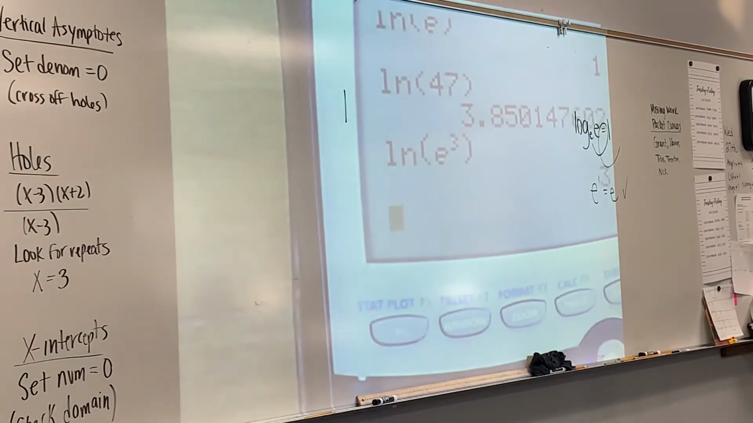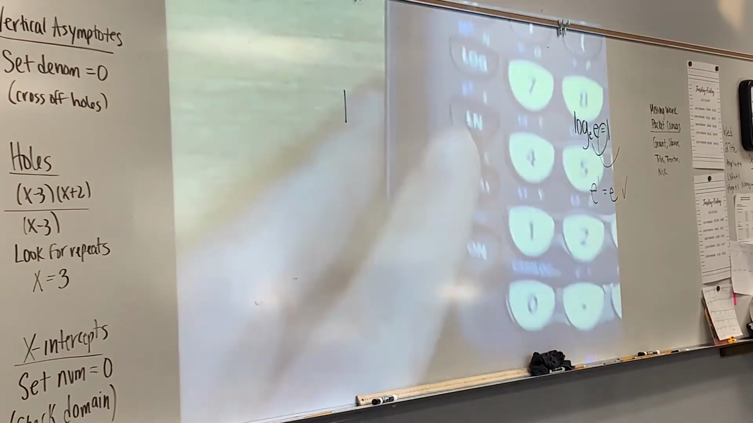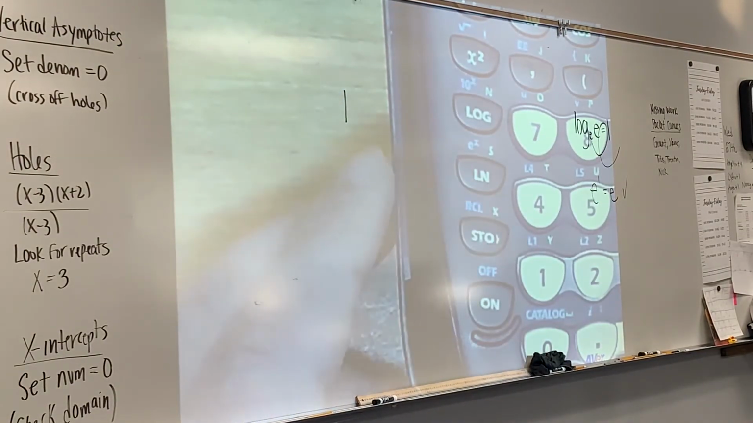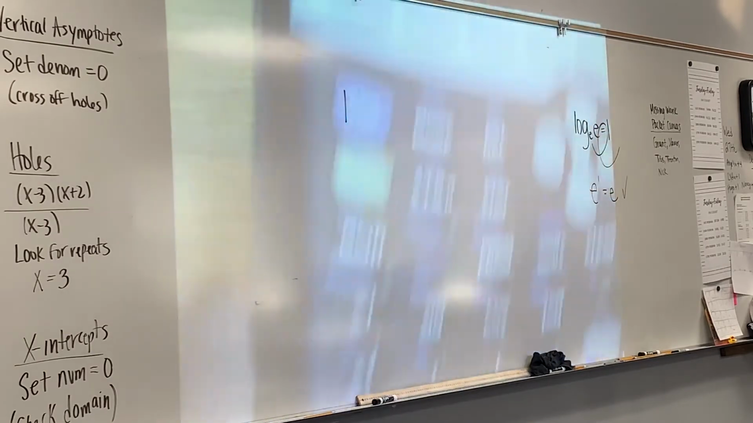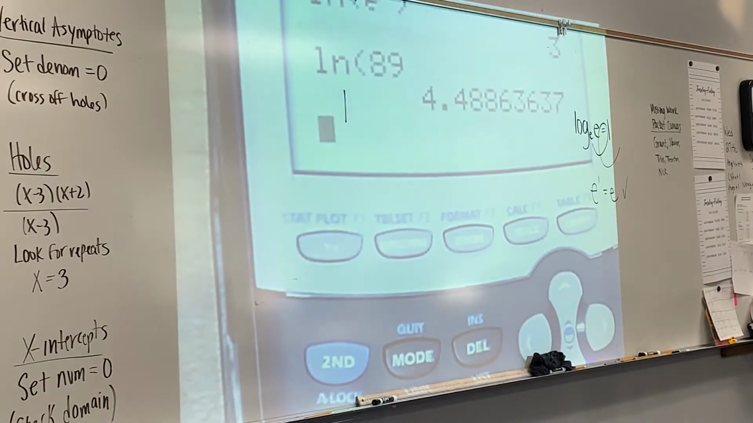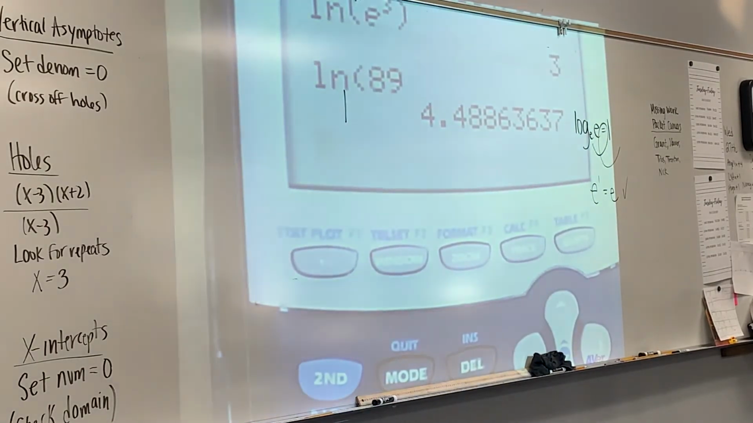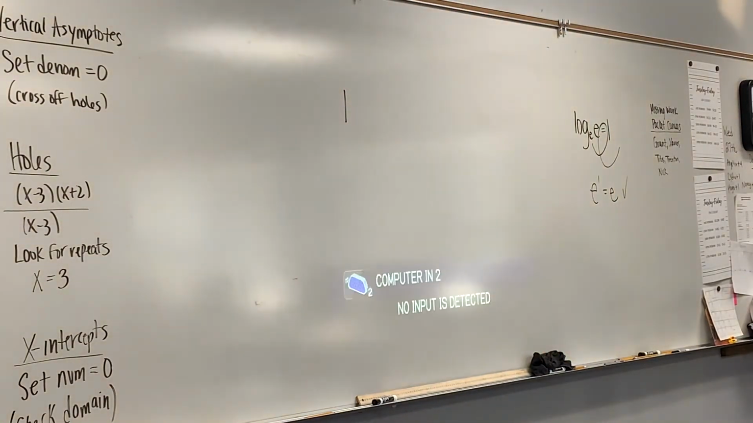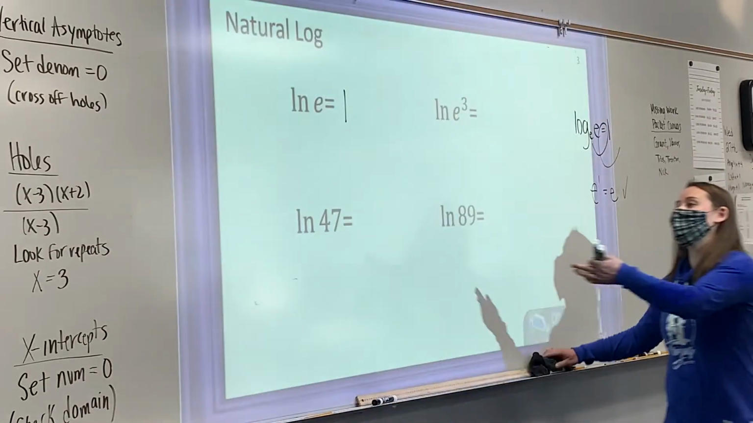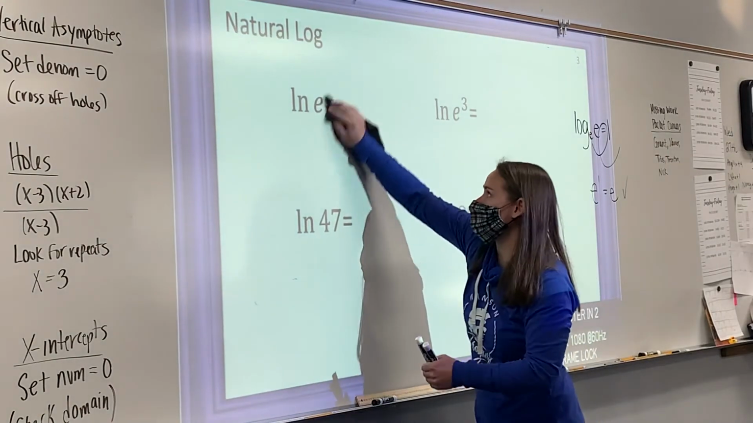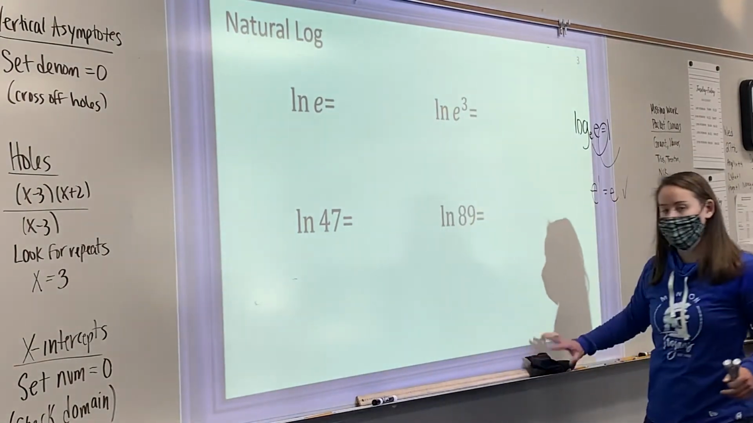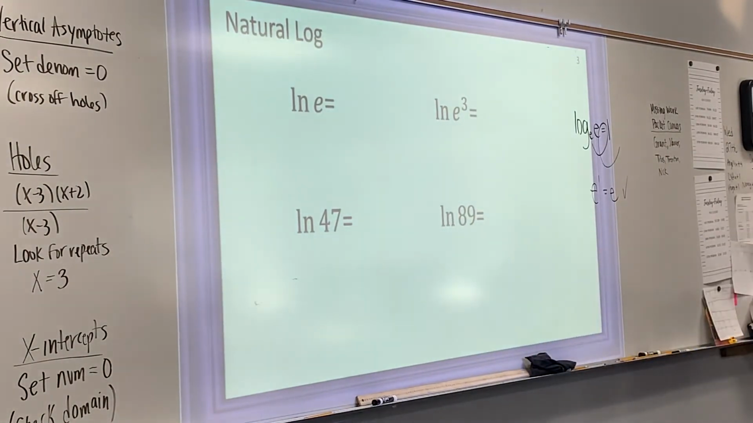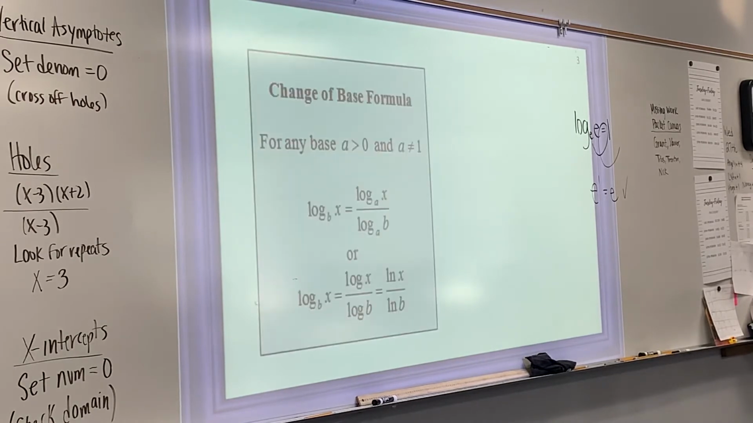The last one was ln of 89, so I'm just going to press, well, I'm really zoomed in, ln of 89. You didn't have to close your parentheses. This entire slide is to remind you that you can use natural log on your calculator to find these values. So far, so good? All right.